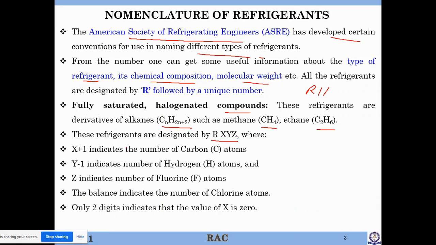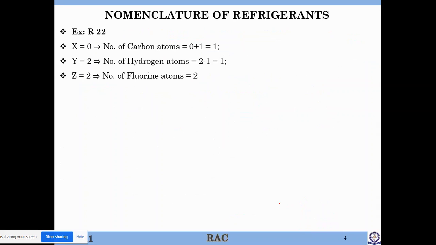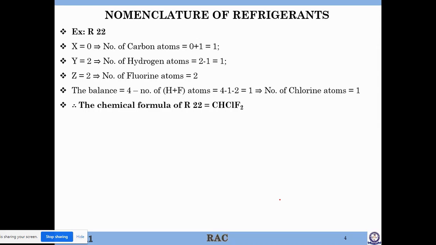If only two digits are there with R, then we consider the value of X as 0. Just like if it is R12, so R, X, Y, Z will be 0, 1, 2. X will be considered as 0. So this we will understand with the help of an example. We will take the example of R22.